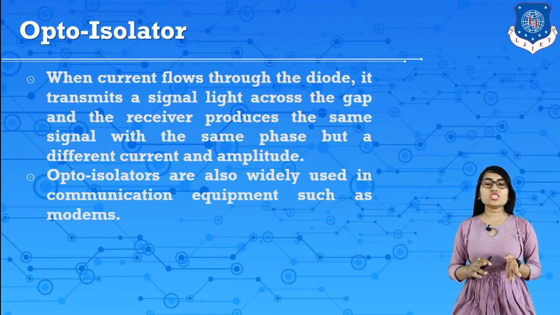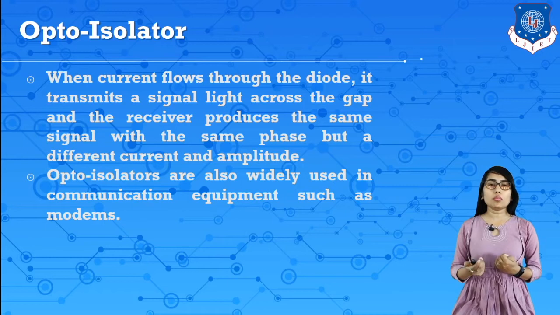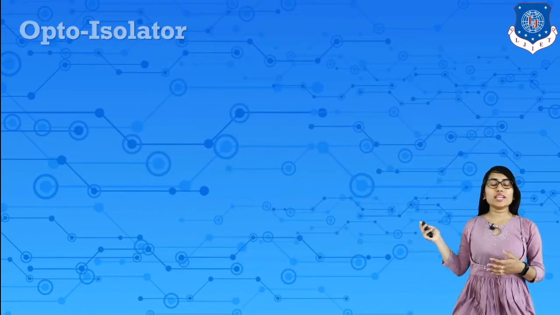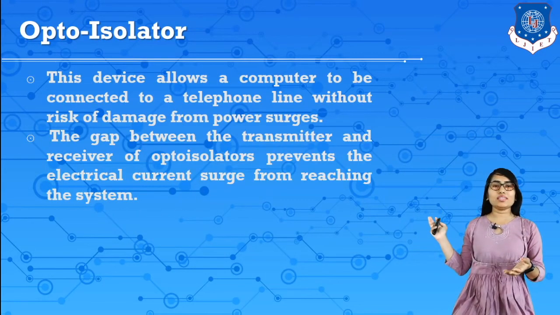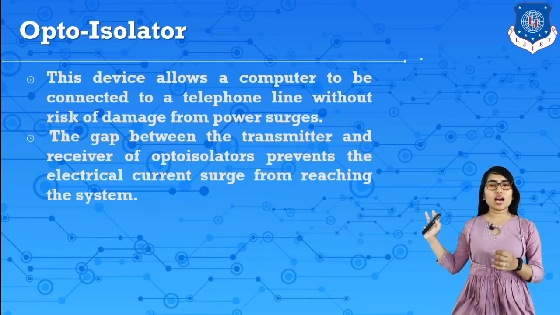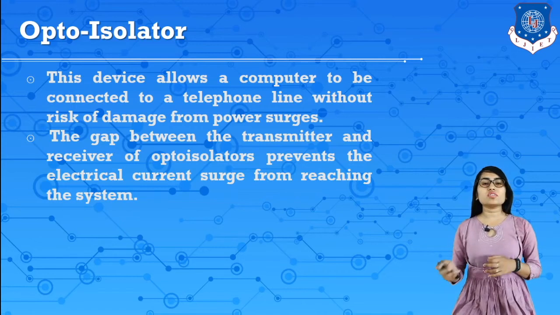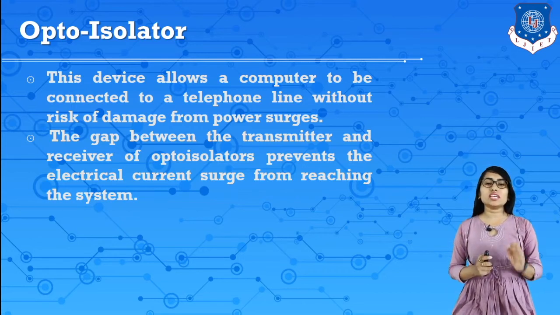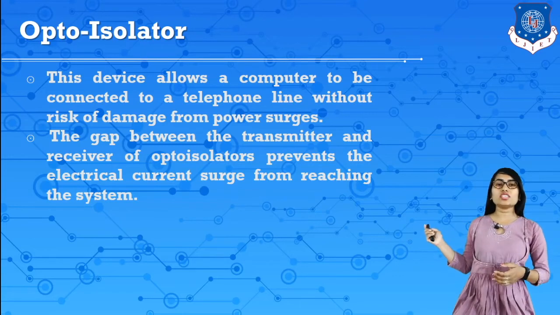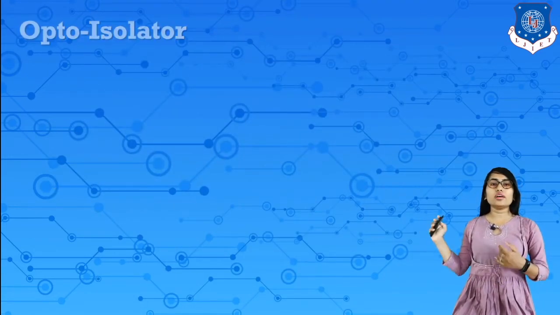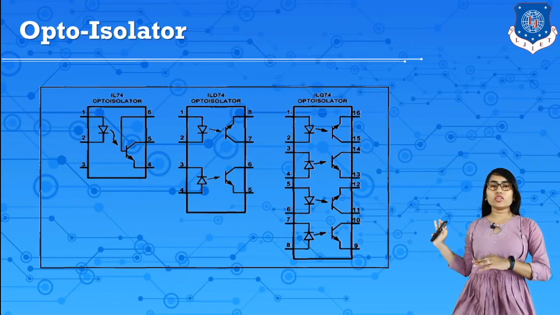Opto isolators are also widely used in communication equipment such as a modem. So this opto isolator can be used to separate devices. This device allows a computer to be connected to a telephone line without the risk of damage from power surges. The gap between the transmitter and receiver of the opto isolator prevents the electric current surge from reaching the system. So that's why the opto isolator is used in a computer device to interface with other devices.